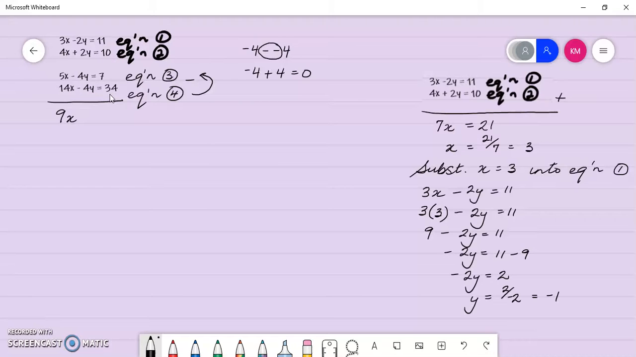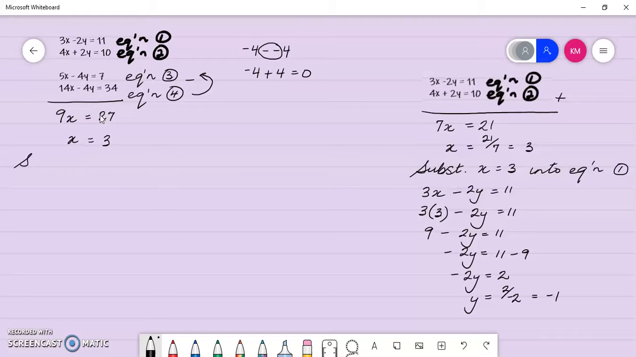Negative 4 take away negative 4. We work that out. That is 0. There's no need to write that. And 34 take away 7 is 27. So if 9x equals 27, x is going to be equal to 3. 27 divided by 9, 3. And there we have our first unknown being worked out.